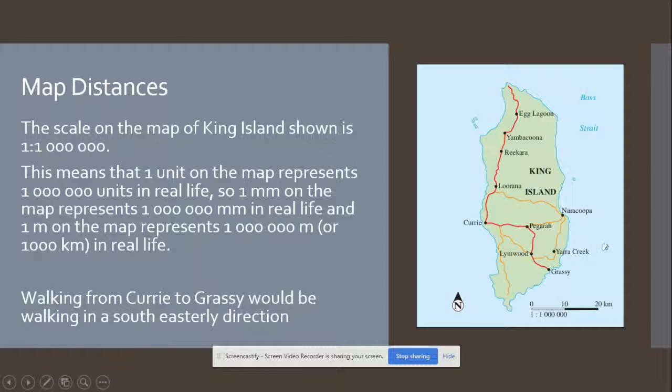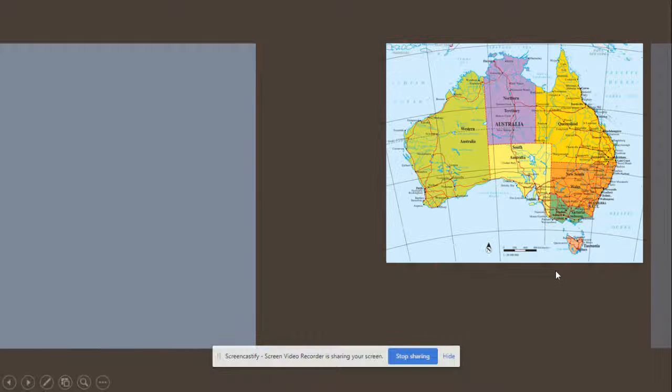So walking from Currie, let's find Currie, there's Grassy, there's Currie. We'll be walking in a southeasterly direction because we know that that's north. So south is down here, east is there, would be in a southeasterly direction.